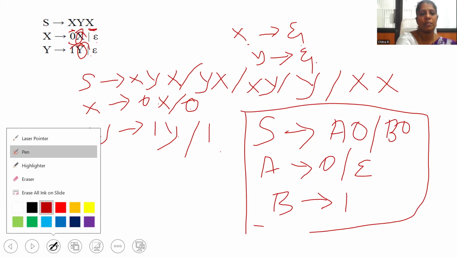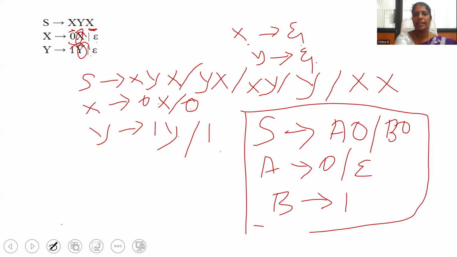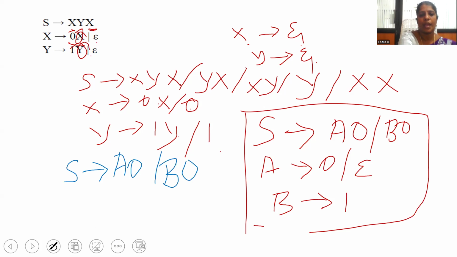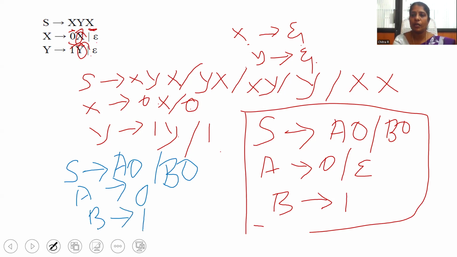My objective is to eliminate the epsilon production. So first I write the productions without epsilon: S tends to A0/B0, A tends to 0, and B tends to 1. These are the productions without epsilon. Now I am replacing A with epsilon wherever A is available on the right hand side. Here I replace this A with epsilon, so what will be the answer? 0 will be the answer. These are the final productions.